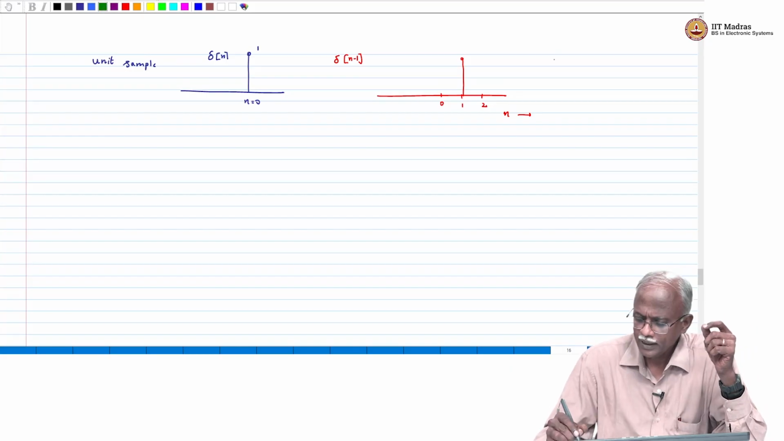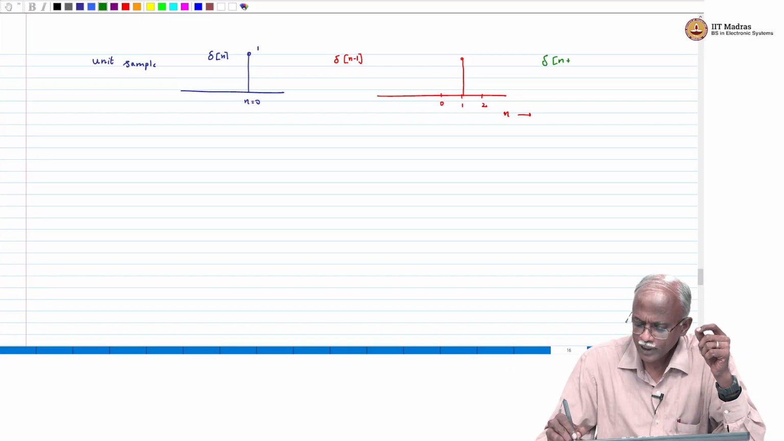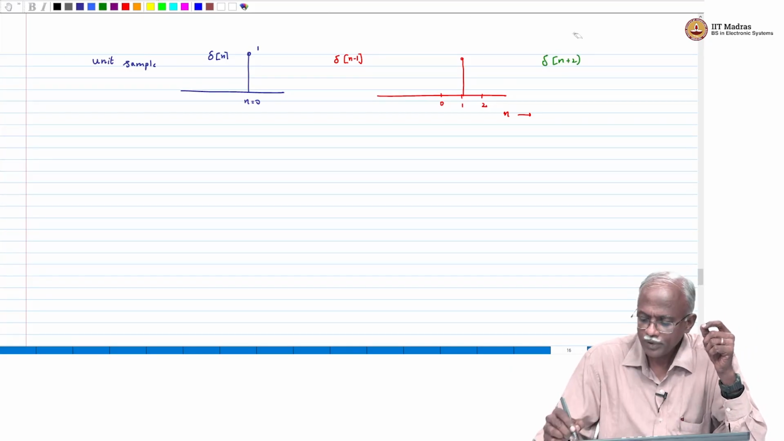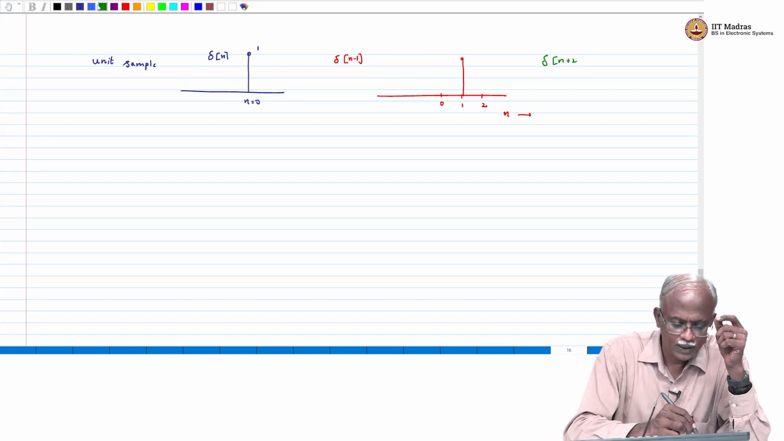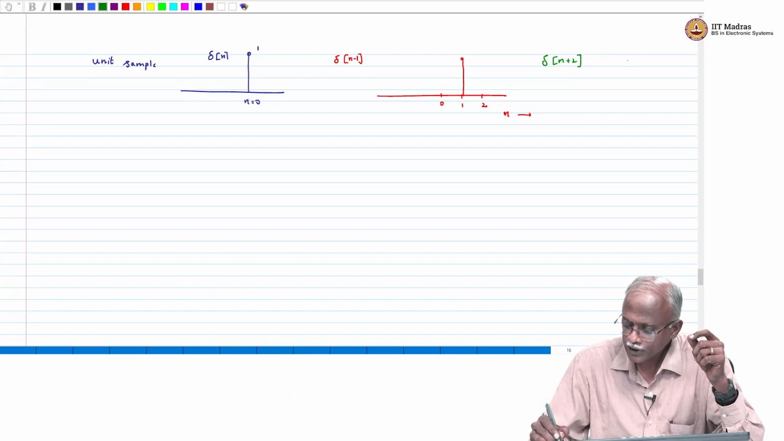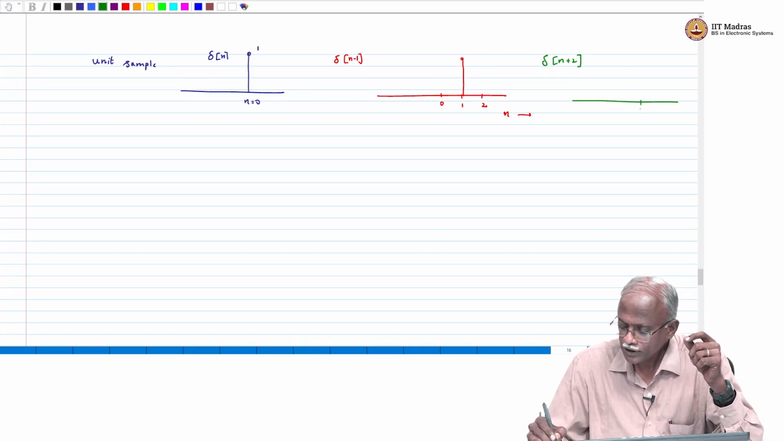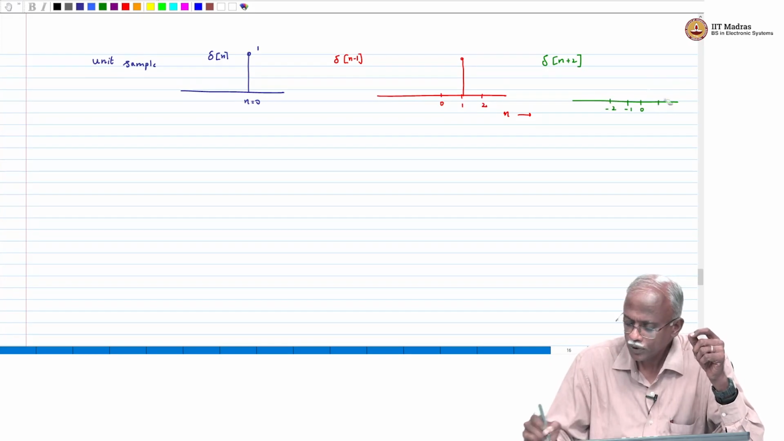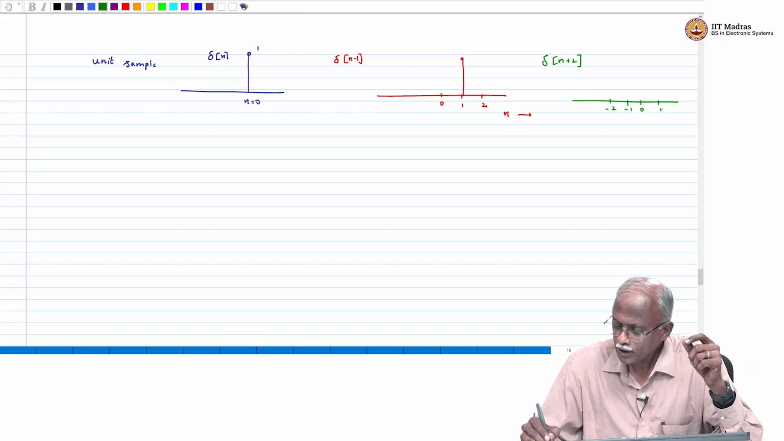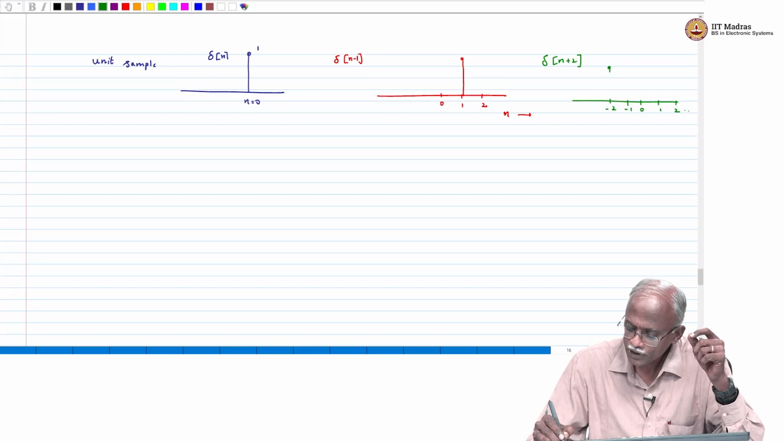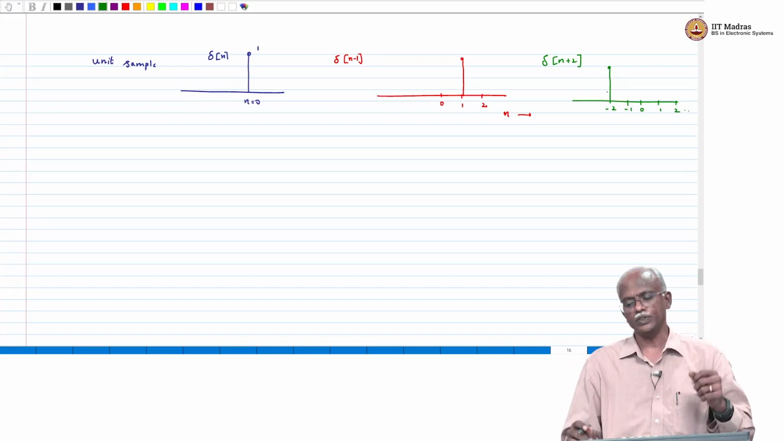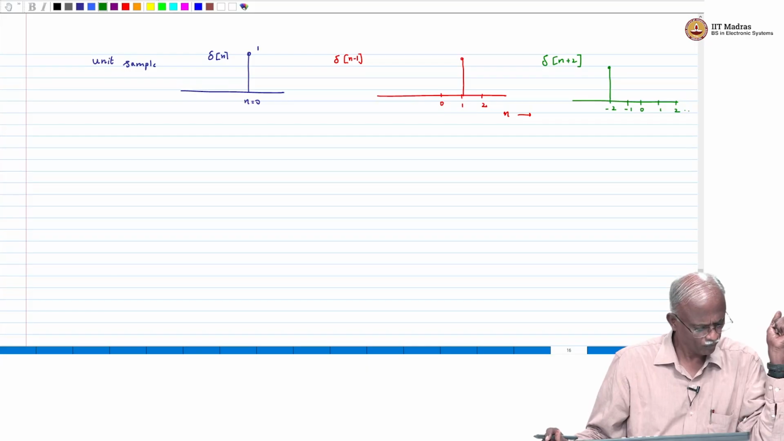Okay, and delta of n plus 2, that means it has been advanced by 2 units of time. Sketch delta of n plus 2. So, here is 0, minus 1, minus 2, and 1, 2 and so on. The unit sample is now sitting at minus 2. This is delta of n plus 2.